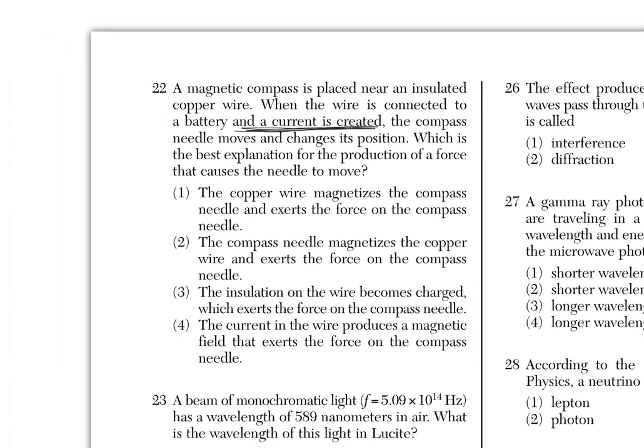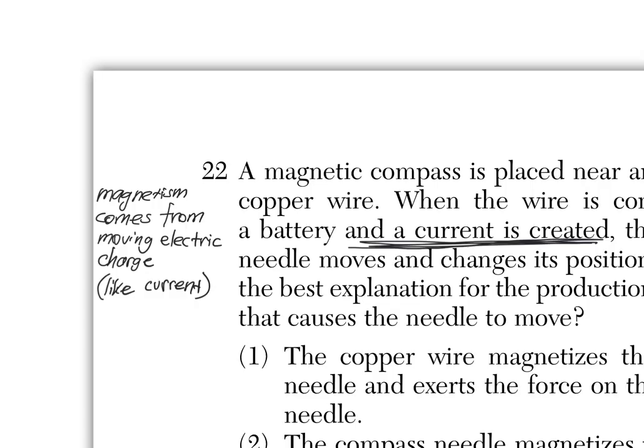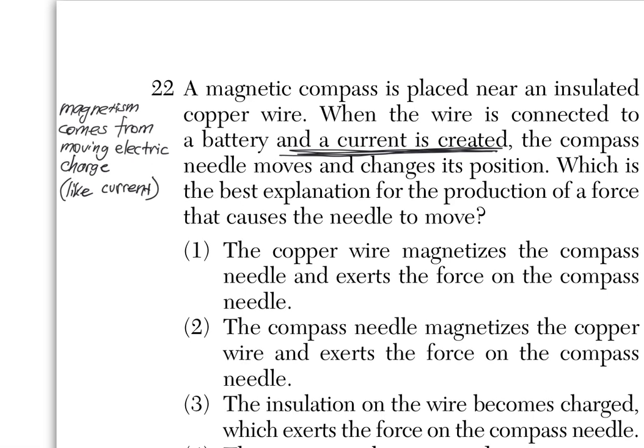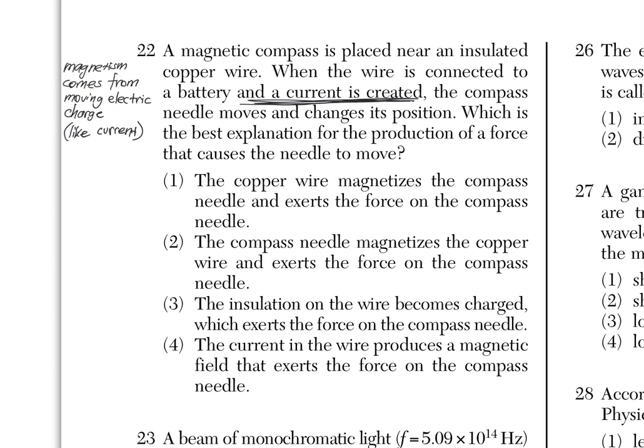And it's important to remember magnetism comes from moving electric charge, and a current is moving electric charge. So the copper wire itself becomes magnetic. It develops a magnetic field. Now, be careful. It says the copper wire magnetizes the compass needle.